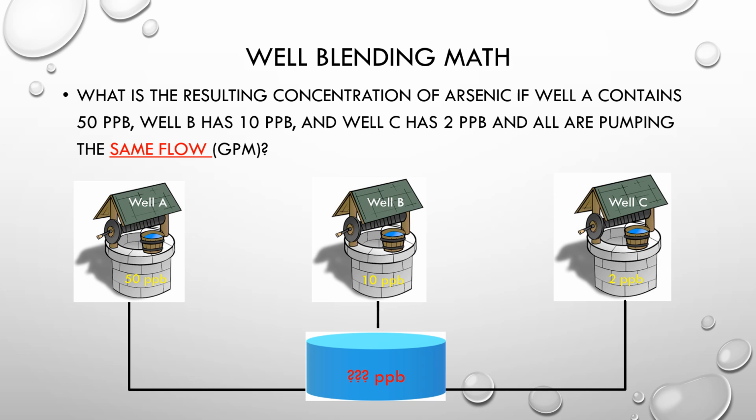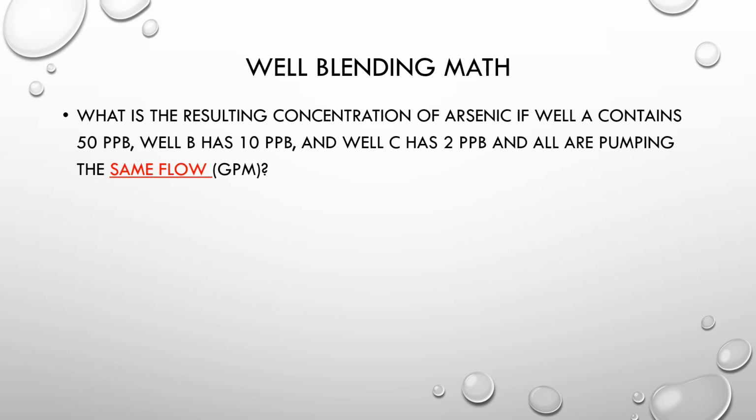What is the resulting concentration of arsenic if Well A contains 50 parts per billion, Well B contains 10 parts per billion, Well C has 2 parts per billion, and all are pumping at the same flow rate? Well, let's throw that into a nice little question here, and we'll pump out a formula for you.